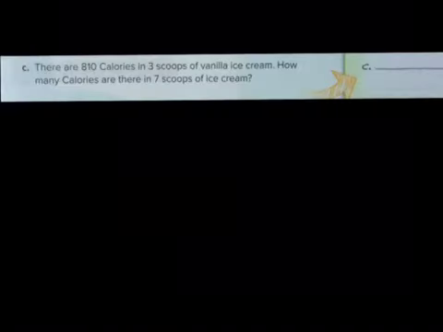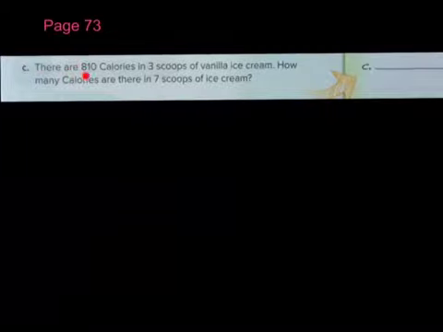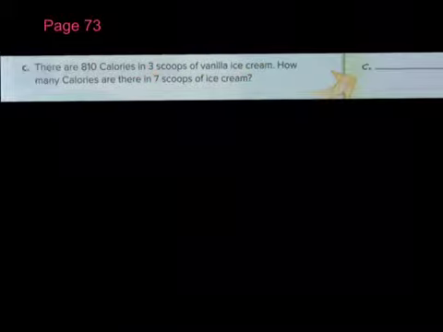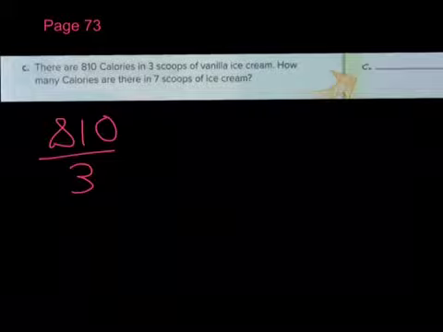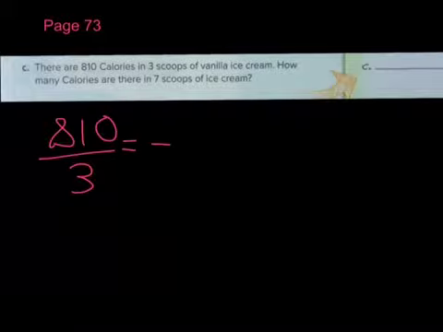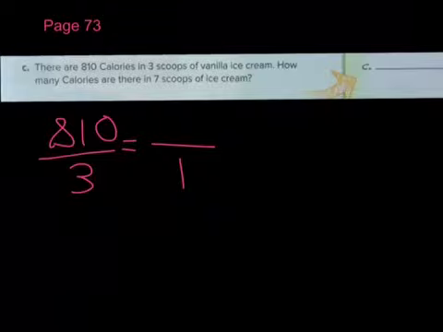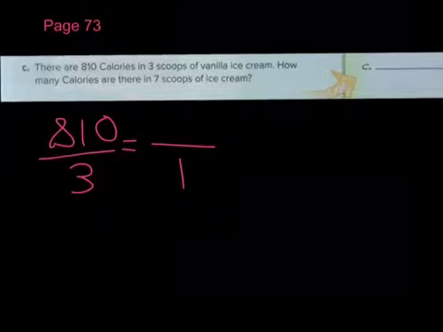Okay, continuing on to the bottom of the page 73. There are 810 calories in 3 scoops of vanilla ice cream. Wow, that's a lot. Okay, let's write that down. 810 calories in 3 scoops. My goodness. Okay, we could bring this down to a unit rate if we wanted to know what 1 scoop is, right? 1 scoop, we'd have to divide this by 3, right? Because we want to know what 1 scoop is.